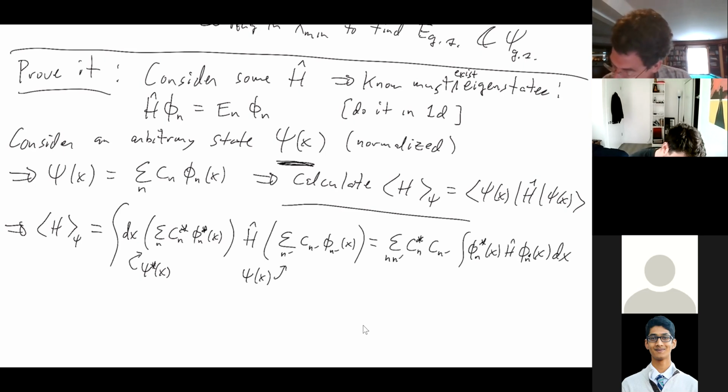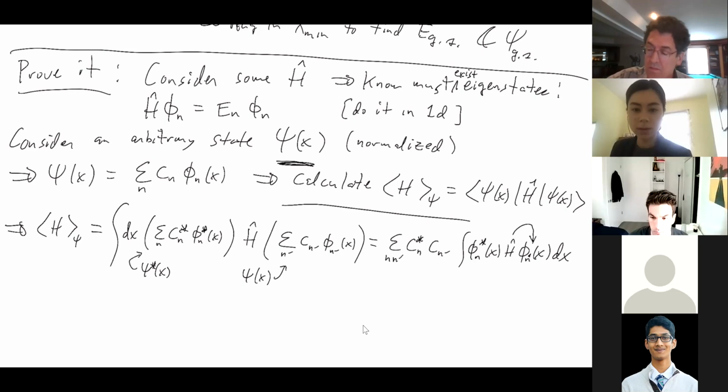Okay, and so now what happens when H hits phi_n prime? Tell me, somebody. E sub n. But it's hitting phi of n prime. Oh, E sub n prime. Yeah, perfect.